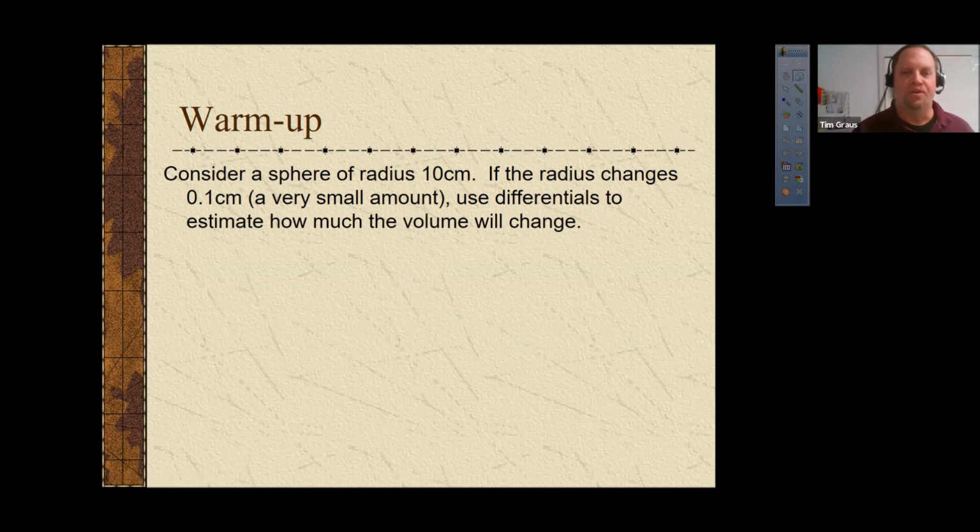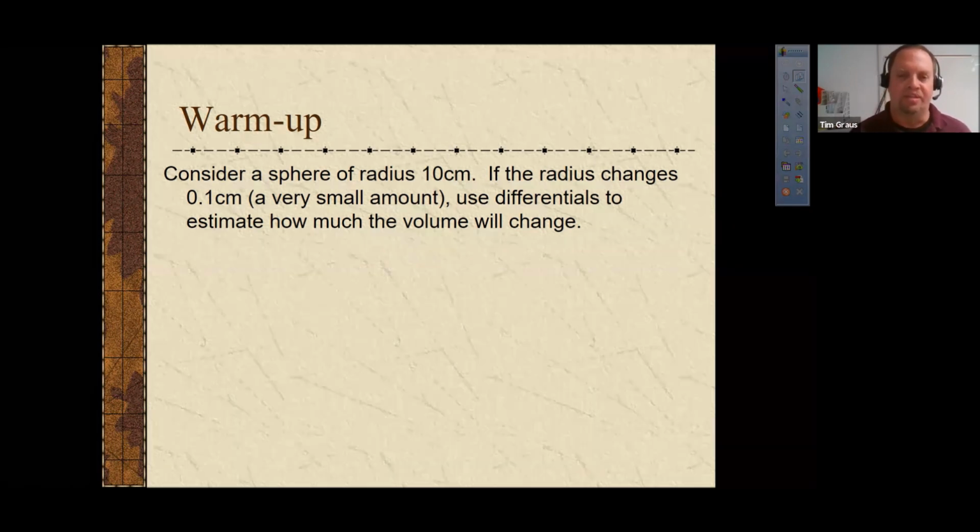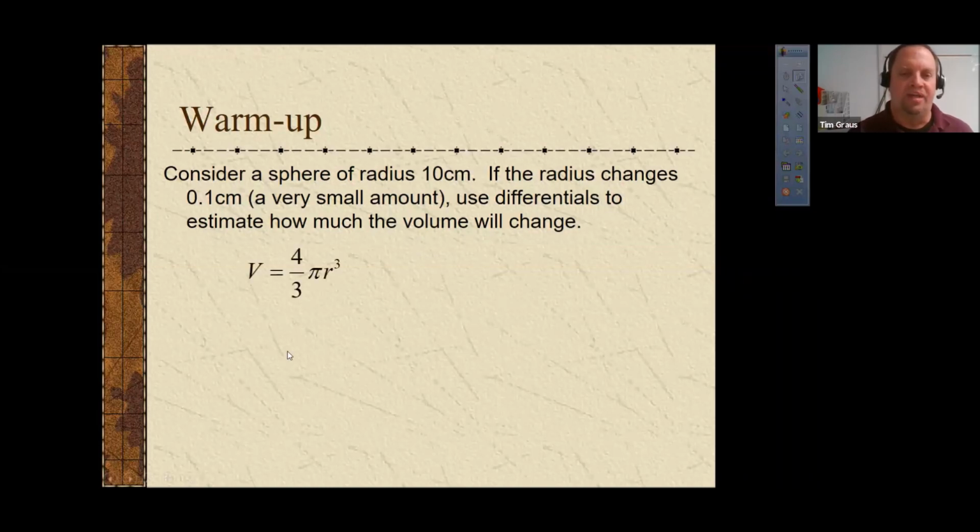Let's think of a sphere of radius 10 centimeters. If the radius changes by 0.1 centimeters, use differentials to estimate how much the volume will change. Well, we just learned how to do this recently. So we're going to take the formula for volume of a sphere, volume equals 4/3 pi r to the third power. And we're going to take the derivative with respect to radius.